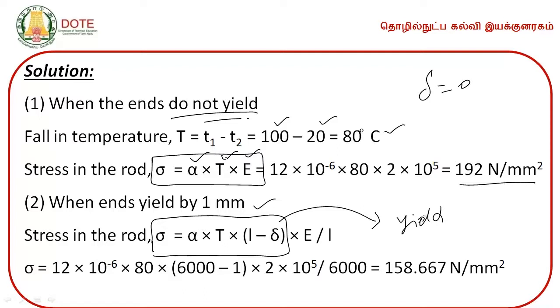Therefore, stress is given by 12 into 10 to the power minus 6, alpha, the thermal coefficient of expansion. Fall in temperature T is 80. This is alpha. This is T. This is the length of the object, and this is del, 1 mm, and this is our Young's modulus E, divided by the total length L. So we will get the answer as 158.667 Newton per mm square.